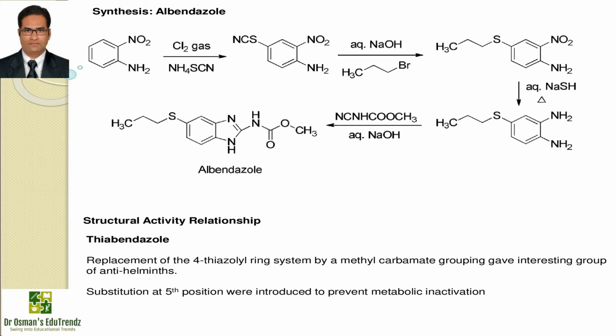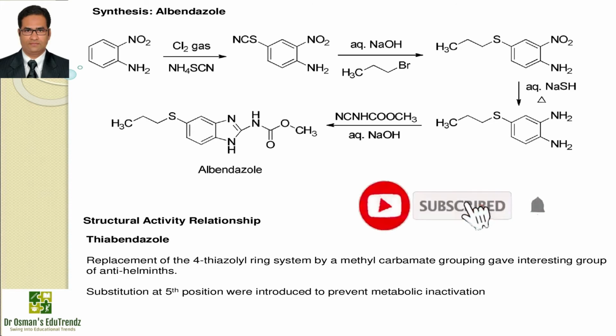Now if we talk about the synthesis of albendazole, albendazole was synthesized from 2-nitroaniline in 4 steps. The first step involves thiocyanation followed by S-alkylation using n-propyl bromide under basic conditions, which gives 4-propylthio-2-nitroaniline. Reduction of the compound using sodium hydrosulfide and treatment with methyl N-cyanocarbamate gives albendazole.